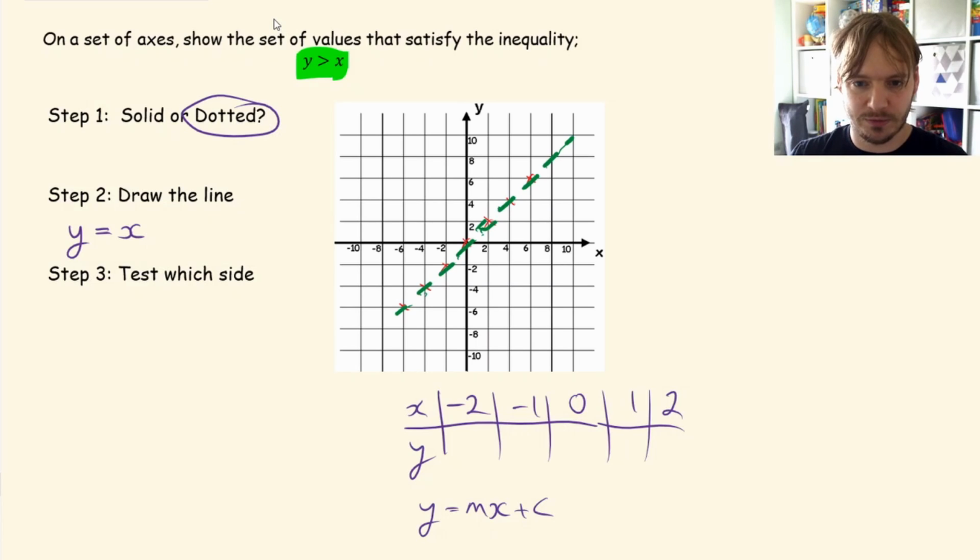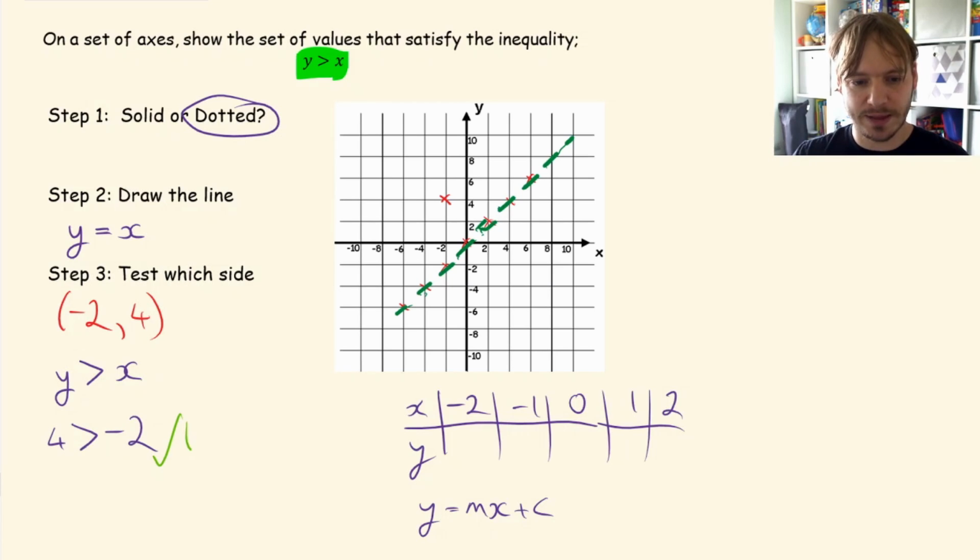Let me pick something with a negative in this time. So let's go with this one. So I'm testing the point -2 and 4. Now the testing's a little more awkward here because I've got x and y. So my equation said y needs to be greater than x. In this point I've picked, y is 4 and x is -2. Well, is 4 bigger than -2? Yes, that is definitely true.